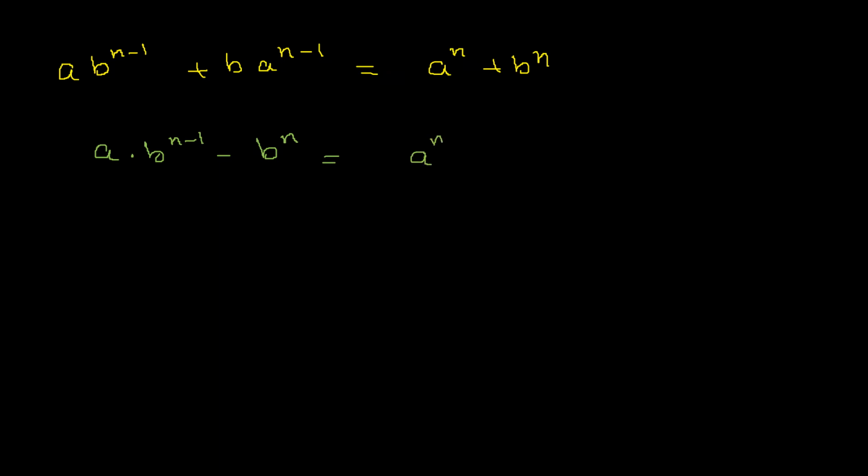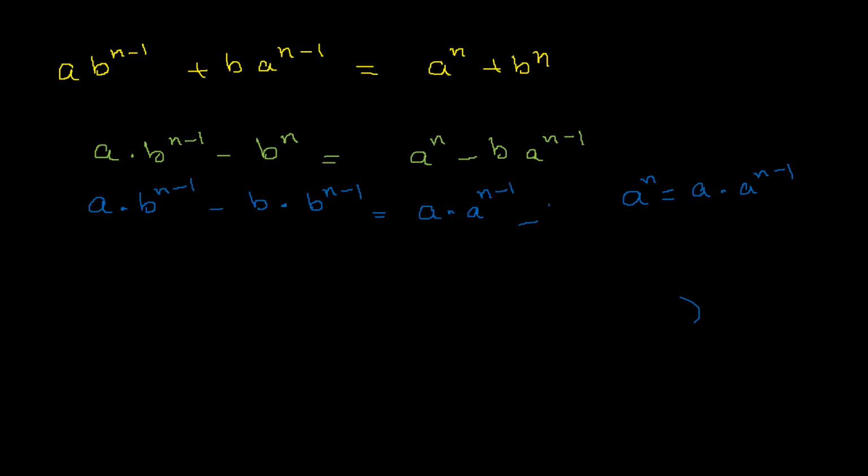Let me write this expression again: a b^(n-1) plus b a^(n-1) equals a^n plus b^n, and we can write this as a times b^(n-1) minus b^n on one side, and on the other side a^n minus b a^(n-1). From an exponent rule, a^n is a times a^(n-1), and similarly b^n is b times b^(n-1). So this becomes a b^(n-1) minus b times b^(n-1), and on the other side a times a^(n-1) minus b a^(n-1).